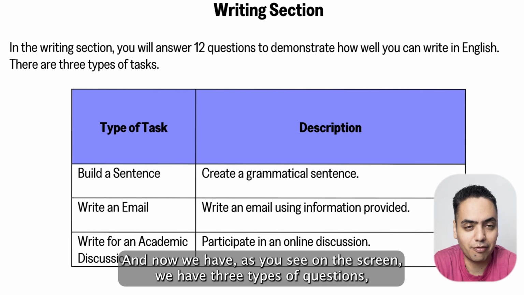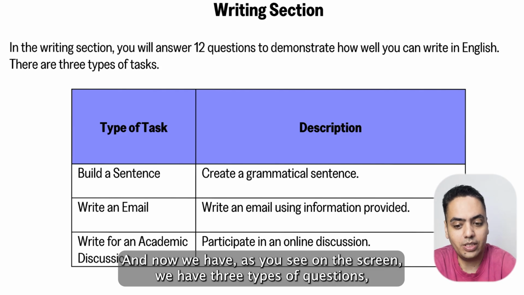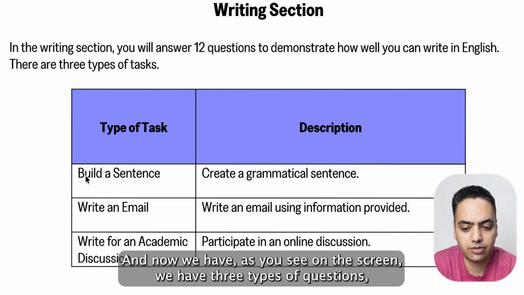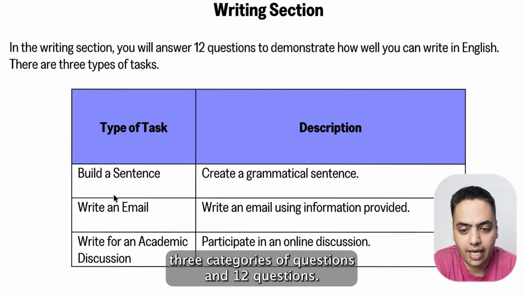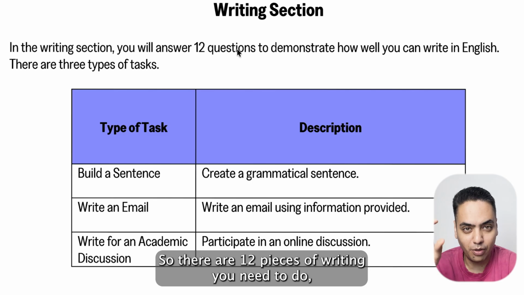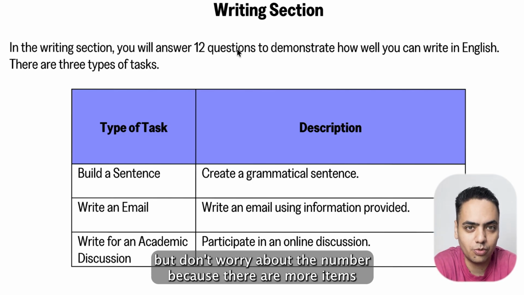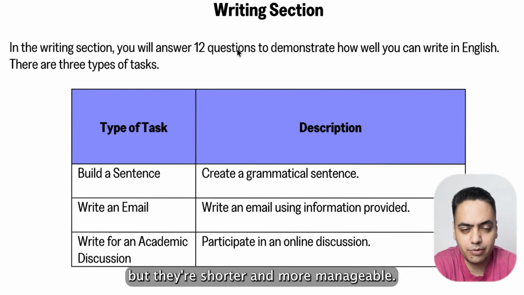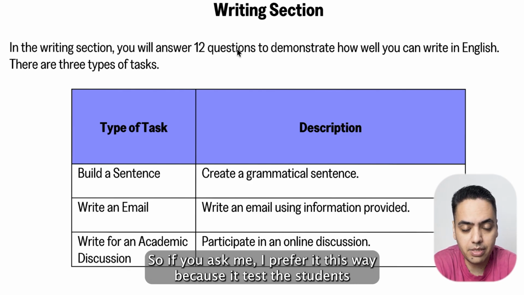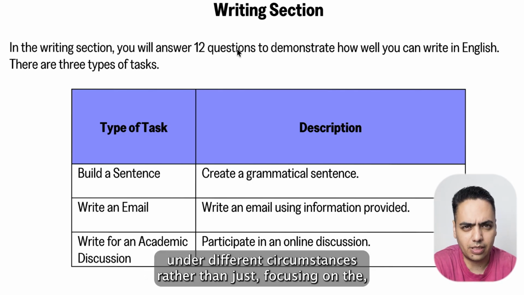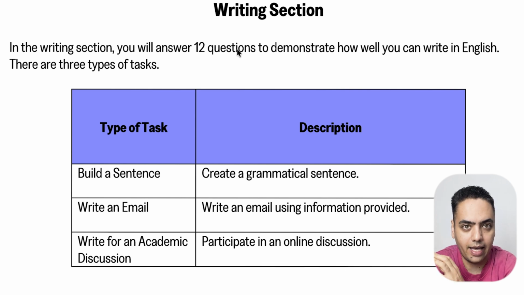And now we have, as you see on the screen, three types of questions, three categories of questions, and 12 questions. So there are 12 pieces of writing you need to do, but don't worry about the number because there are more items, but they're shorter and more manageable. So if you ask me, I prefer it this way because it tests the students under different circumstances rather than just focusing on the essay.